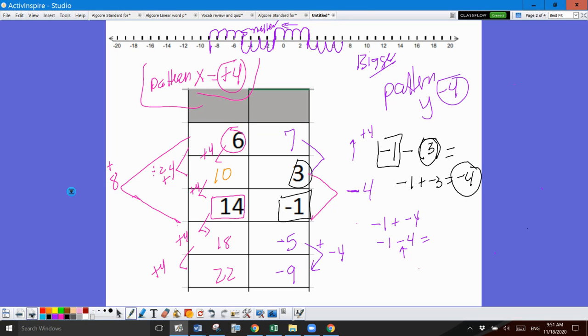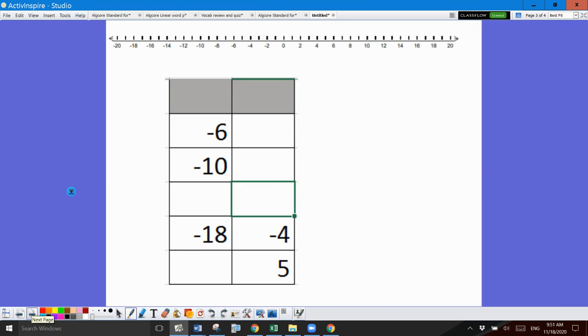Okay, let's look at another one. All right, so take a minute, hit pause, and I want you to see if you can figure out what the pattern is here, and what these numbers are, and then what the pattern is here, so that we can start with those pieces. So hit pause, figure that out. Okay, let's see how you did.